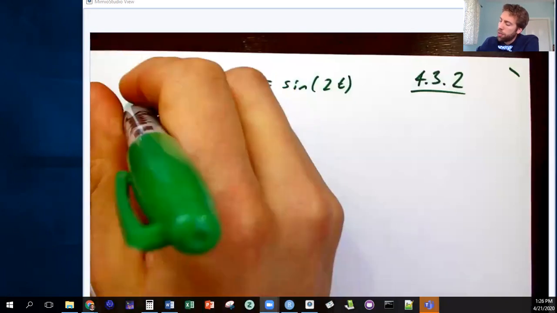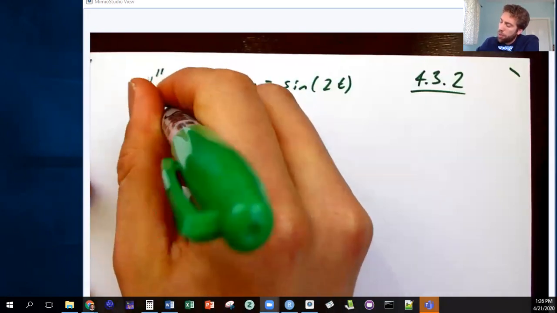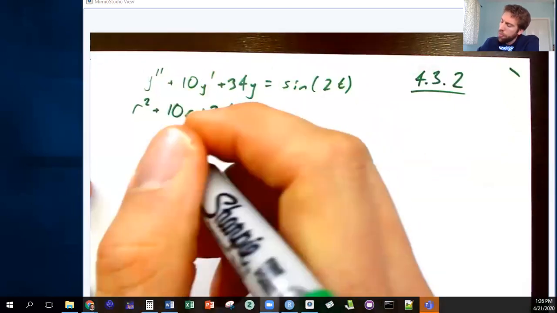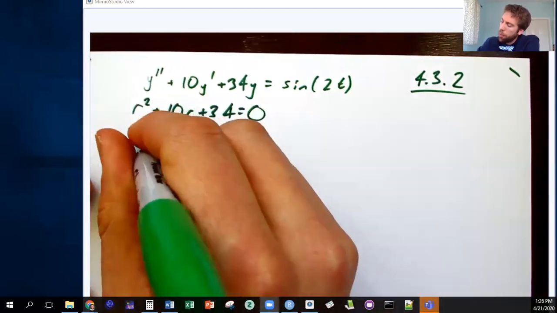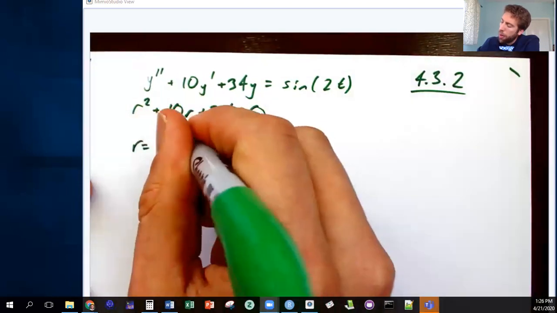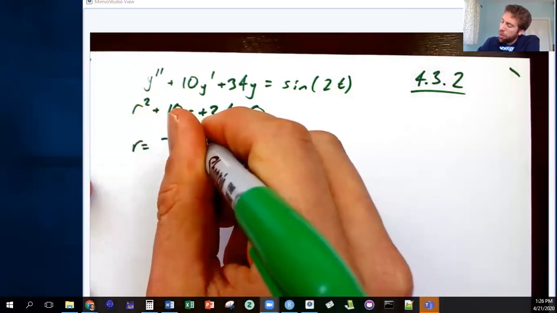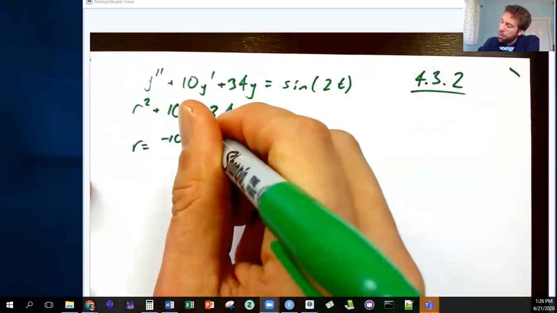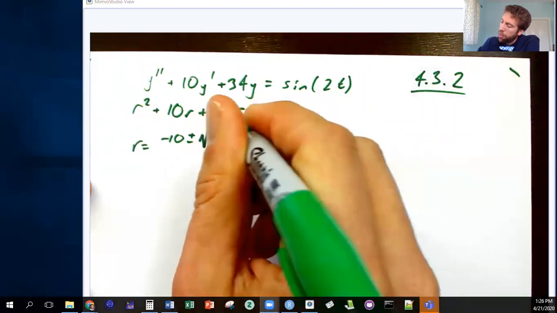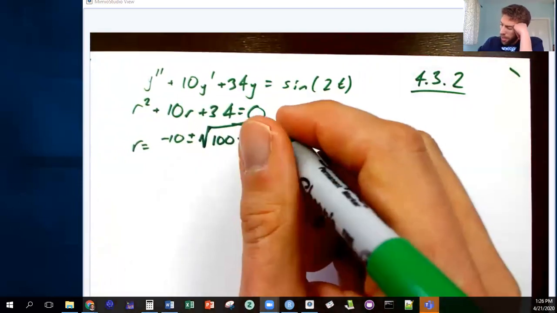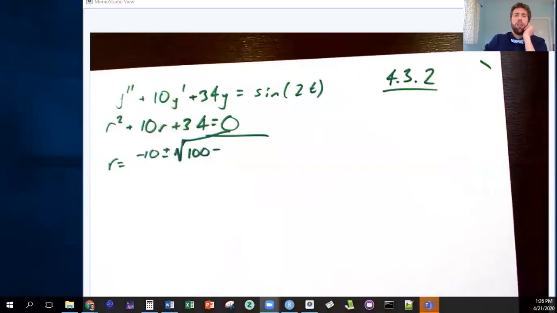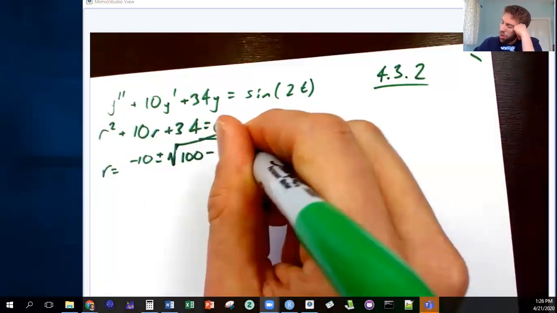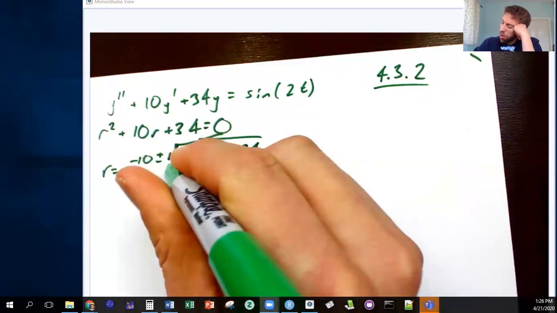Our characteristic polynomial is r squared plus 10r plus 34 equals 0. And so then r equals negative b plus or minus square root of b squared minus 4ac, so we'll just keep it like that, all over 2a.